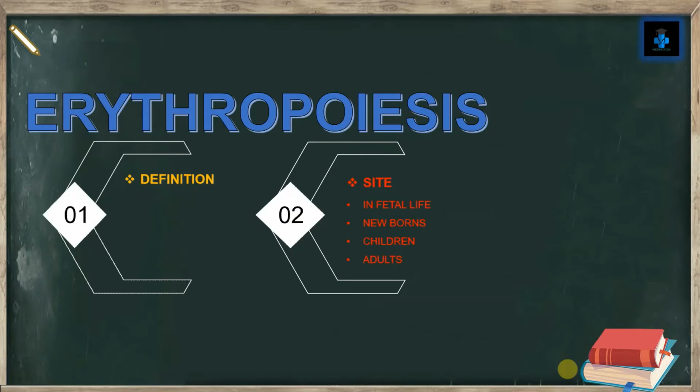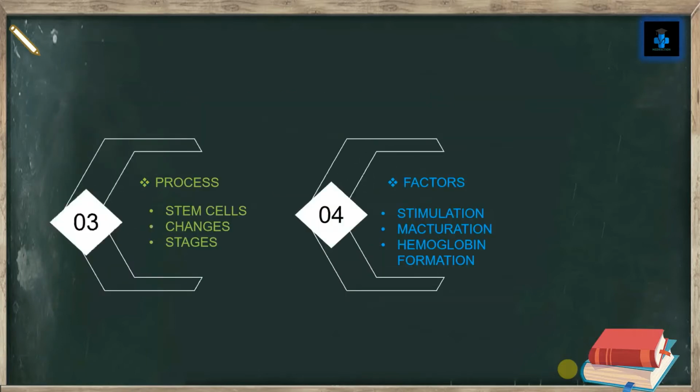So in this video, we're going to enumerate the definition, the site of blood formation, that is in fetal life, newborns, children, and adults, the process of blood formation, and also the factors which affect the formation of red blood cells in our body.